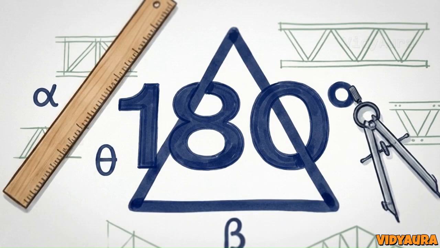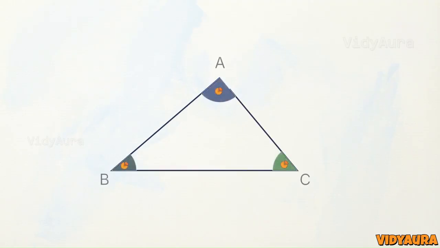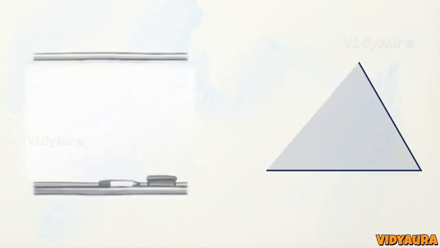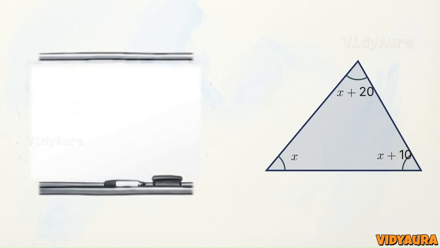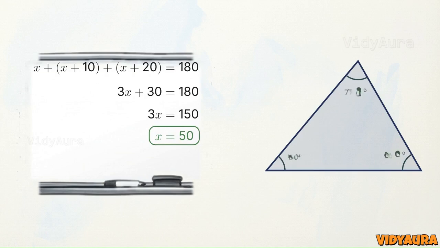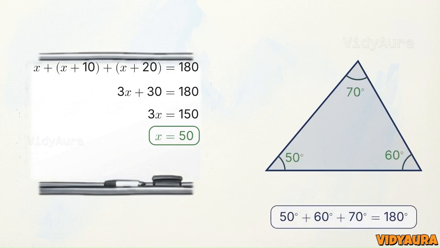The most fundamental law of triangle geometry is the angle sum property. All three internal angles must sum to exactly 180 degrees. We can prove this by drawing a line through the top vertex parallel to the base. The alternate interior angles from the bottom fit perfectly alongside the top angle to form a straight line, which measures 180 degrees. To solve unknown angles, given angles x, x plus 10, and x plus 20, set their sum to 180. The equation 3x plus 30 equals 180 gives x equals 50. Plugging this back in reveals the internal angles are 50, 60, and 70 degrees.